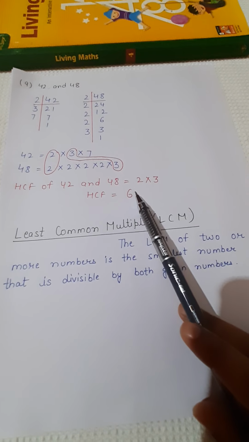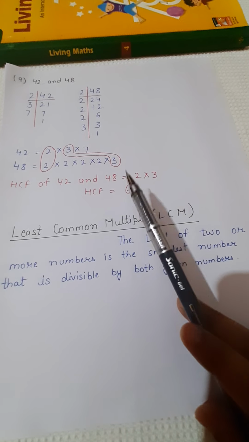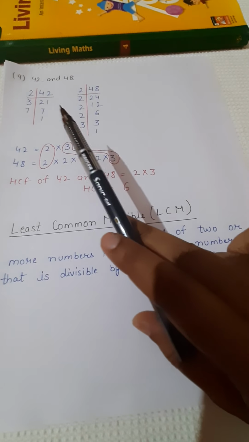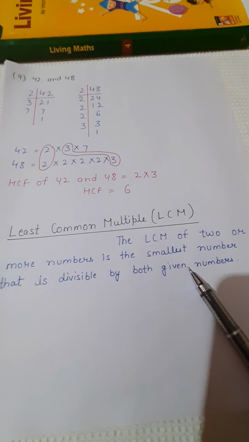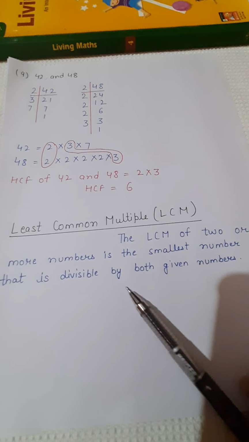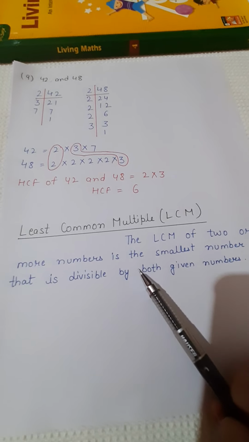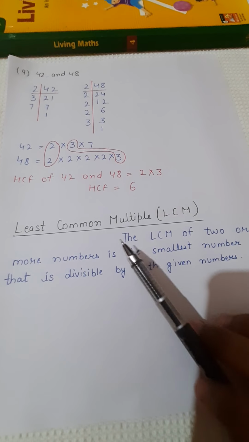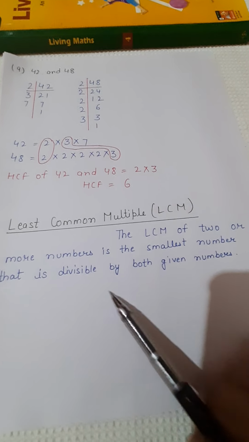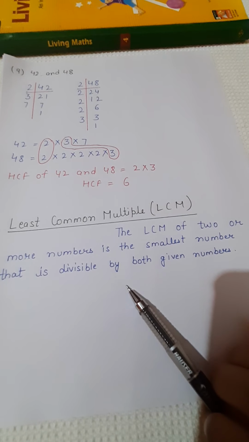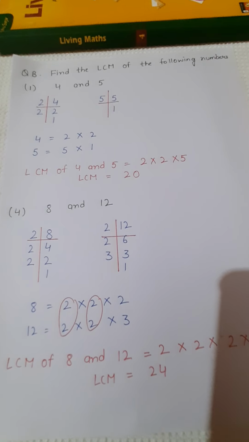In HCF we were finding the highest common number that both the given numbers can divide, right? In this we have to find the smallest number that is divisible by the given numbers. That number should be divisible by the given numbers, right? Please learn these things about the HCF and the LCM.